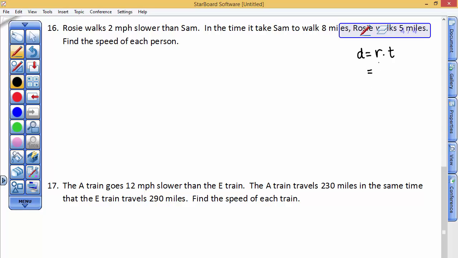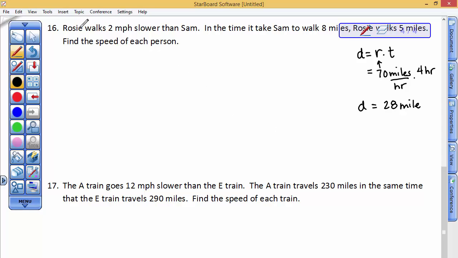Let's say you traveled with your car, because it's the easiest for us to understand, at a speed of 70 miles per hour. And you drove for 4 hours. That was your time. The word hours would cancel out, and 70 times 4 would be 280 miles. That would be your distance that you traveled.